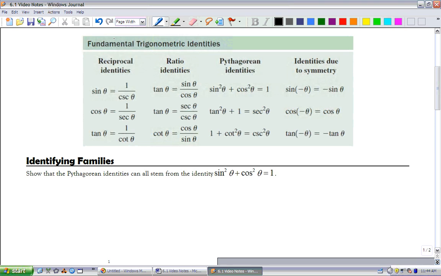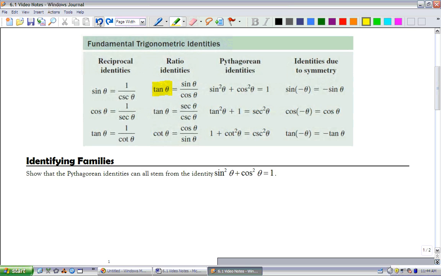Okay, once we understand the idea of identities, we need to take a look at the fundamental trigonometric identities. Now, some of these you should be familiar with. You should be familiar with sine and cosecant, that sine and cosecant are reciprocals. Notice they're called the reciprocal identities. Tangent and cotangent are reciprocals. We've talked about the ratio identities where tangent equals sine over cosine.